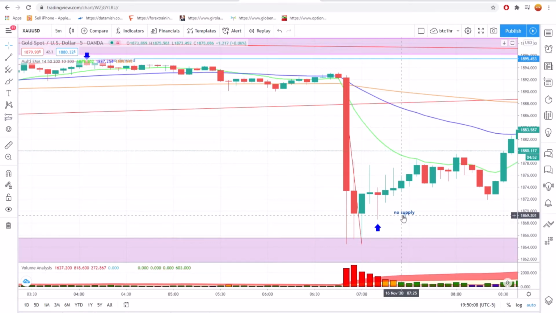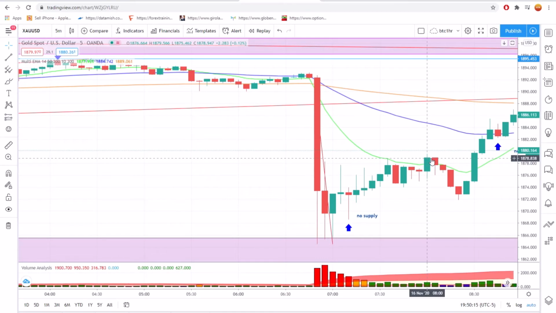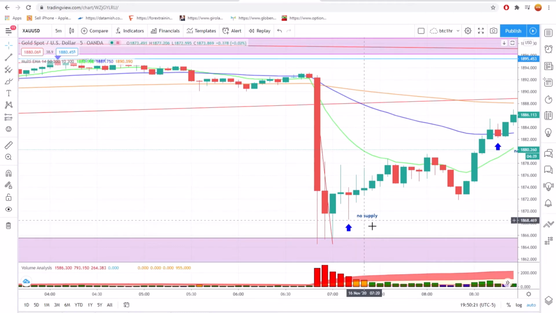We have a no supply that comes into here. No confirmation until we close above this. We still didn't get confirmation. Now we close above here. You could put a tight stop loss below here, or you can put it below these.